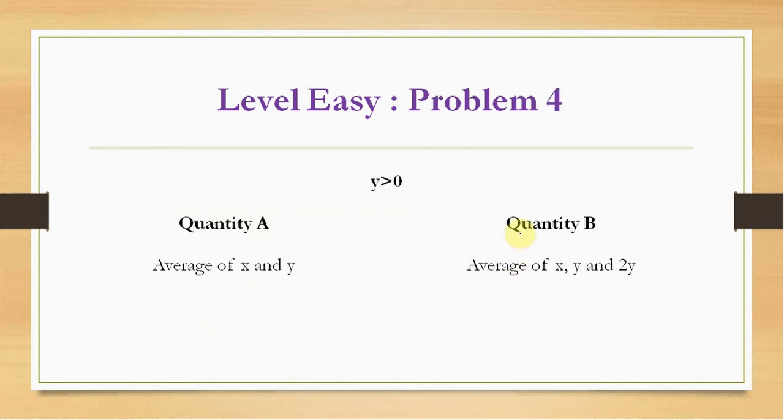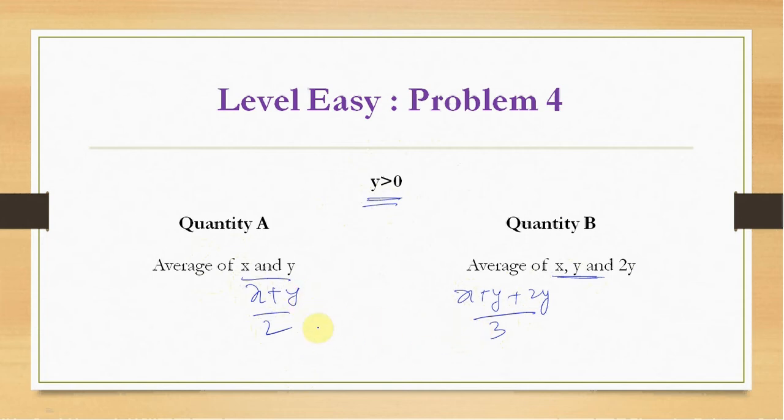Now let us move to problem 4. In this problem, y is a positive quantity and we have to compare the average of x and y and the average of x, y and 2y. Here the average of x and y means x plus y over 2. Here is the average of x, y and 2y. We can solve this problem in 2 ways. One is by putting in values of x and y, and the other way is to simplify the expression.